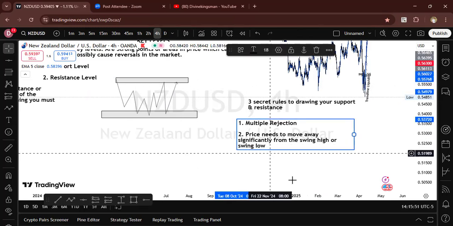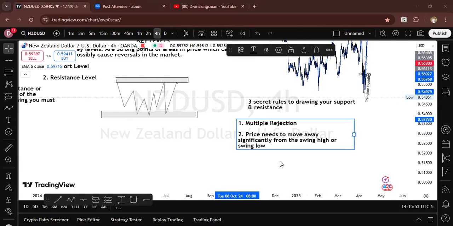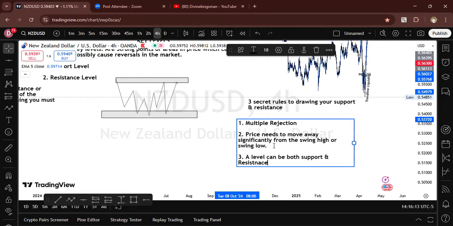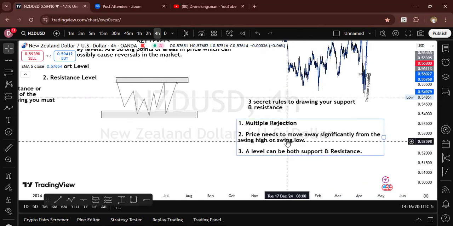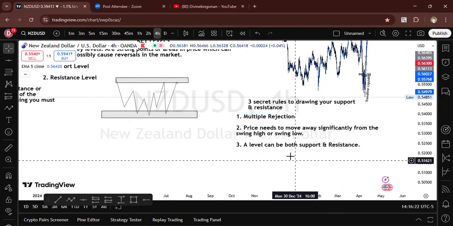So the third secret is that a level can be both support and resistance. So these are my three secrets of drawing your support and resistance.